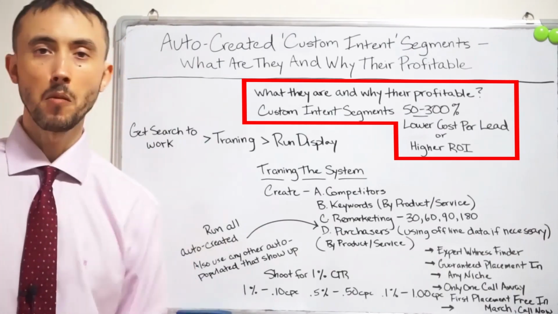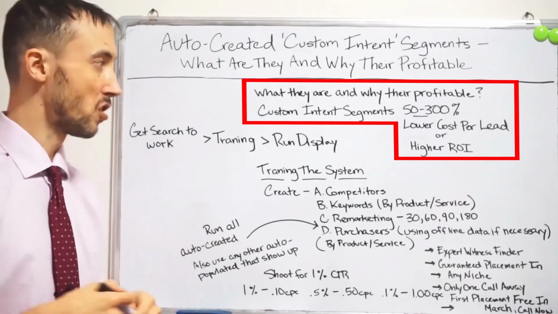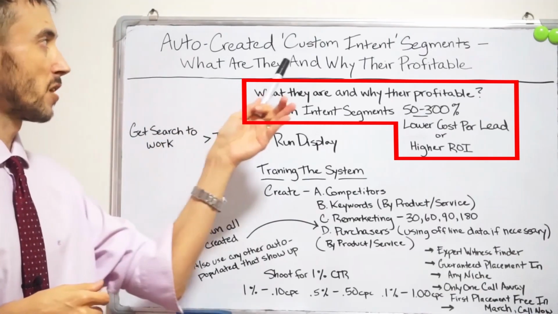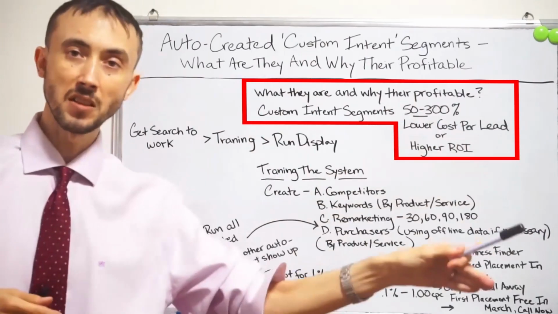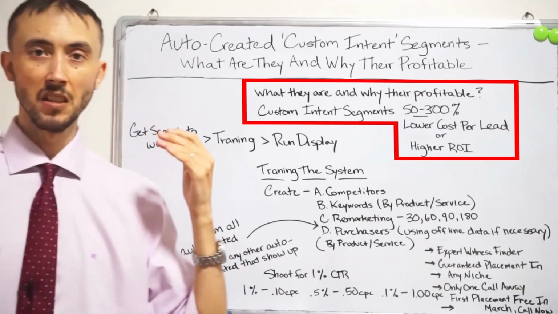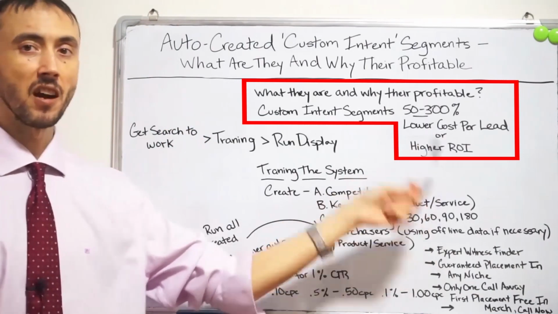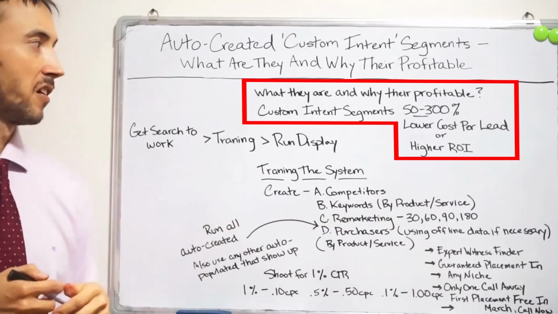And so if you're not profitable enough with your display advertising doing custom intent audiences, just know the auto-created custom intent audience that will follow at some point, whether it's 3 months, 6 months, 12 months, it will work better automatically, basically, virtually guaranteed or every time. Lower cost per lead or higher ROI, however you want to look at it.